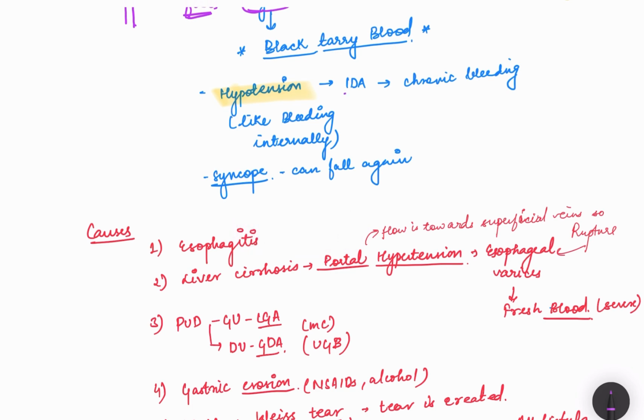Hypotension can be due to any chronic bleeding in the body that cannot be identified. So it will lead to iron deficiency anemia. It can be present internally anywhere. Syncope, a person can faint again and again. So these are the symptoms.